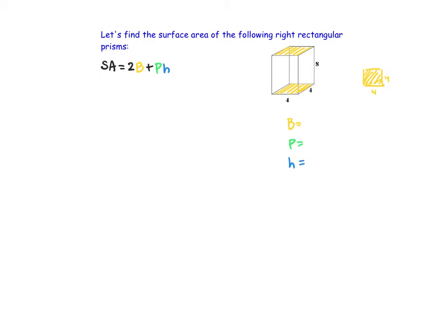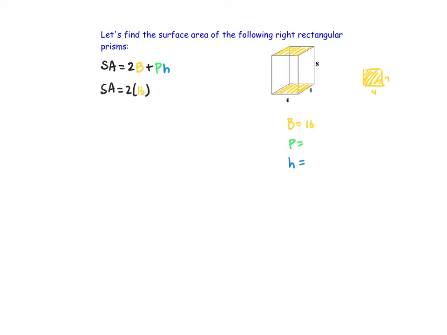So the area of that base, if I were to look at it from a top view, this would be a 4 by 4. So our area of our base would be 16. Okay, so my surface area, let me do a quick substitution here, would be 2 times 16. So I've taken care of the top and the bottom.